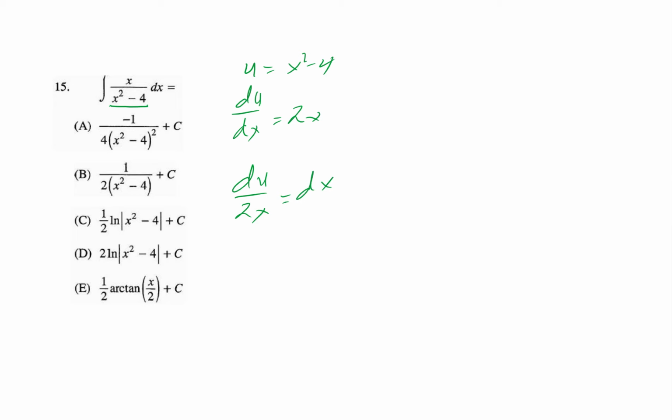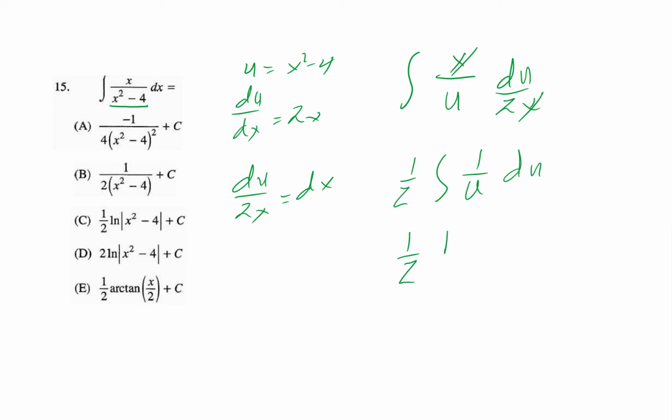And now we're going to plug everything in. So rewrite it. My integral is going to be x over u, du over 2x, because I plugged that in for the dx. These cancel. Pull the 1/2 out. 1 over u du. The integral of 1 over u is natural log. So 1/2 natural log of u plus c.